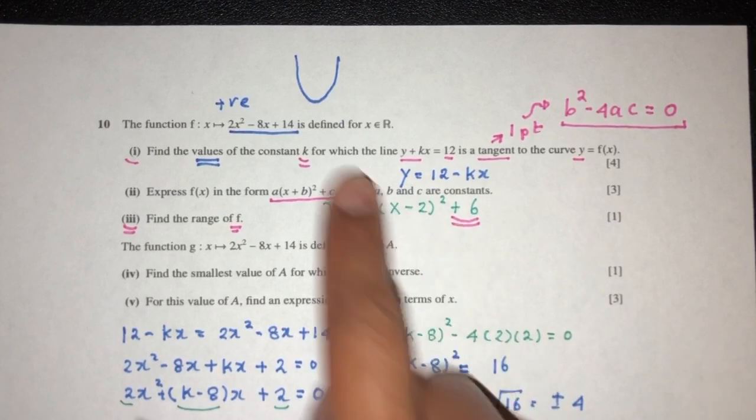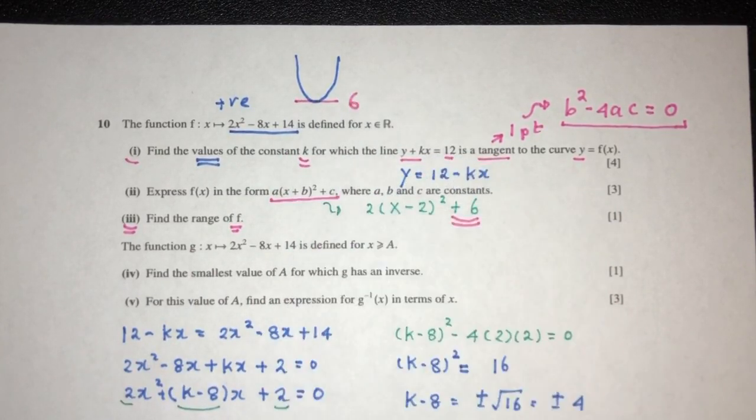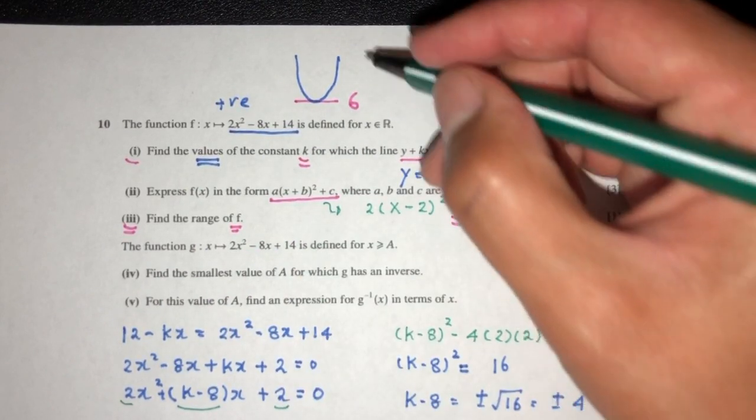In this case, it is a minimum value. As you can see here, the value of y is 6. Now the range, that will be 6. Now, the range is what? It is the value of y.